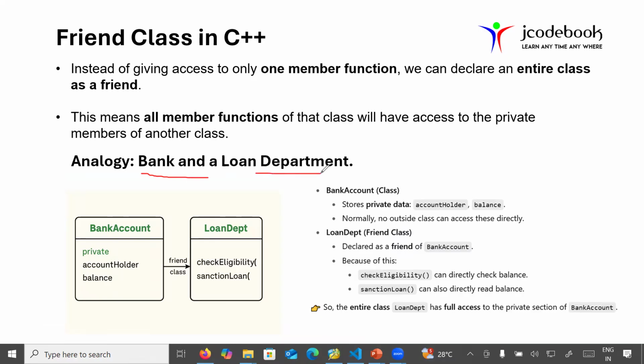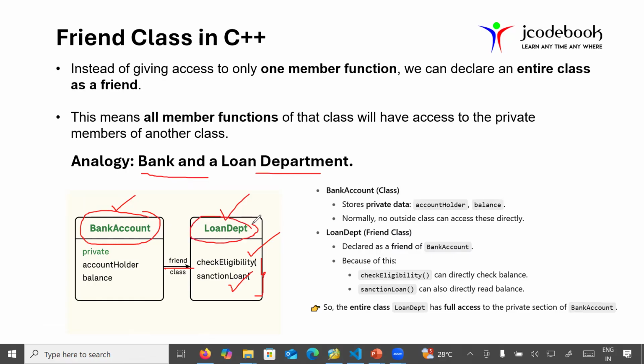So this example also we have discussed in our previous video sessions, how to implement it, where we have declared only one function as a friend of a different class. But in this example, we have two classes, bank account and loan department. In this loan department, we have two functions, check eligibility and sanction loan, right? So these are the two functions which are defined inside a loan department. And loan department is a friend of a bank account, or we can say the bank account class has a friend. The friend name is loan department.